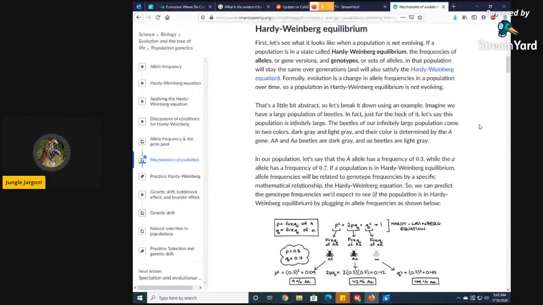First, let's see what it looks like when a population is not evolving. If a population is in a state of Hardy-Weinberg equilibrium, frequencies of alleles or gene versions and genotypes or sets of alleles in that population will stay the same over generations and will also satisfy the Hardy-Weinberg equation. Formally, evolution is a change of allele frequencies in a population over time. So a Hardy-Weinberg equilibrium is not evolving. Okay, I guess he doesn't want to say homeostasis.